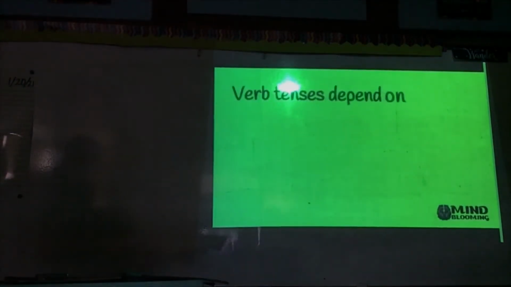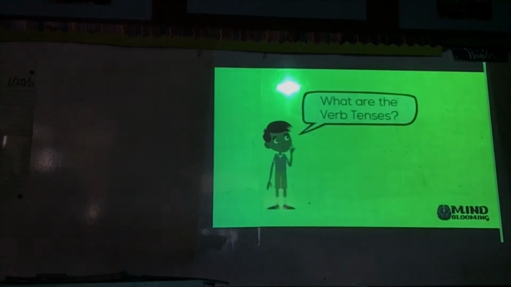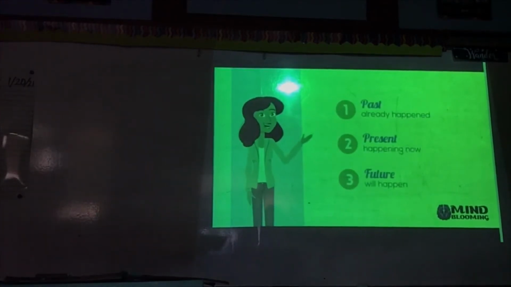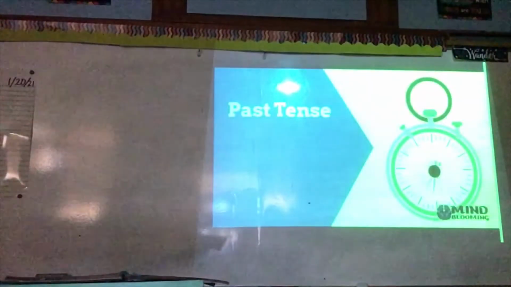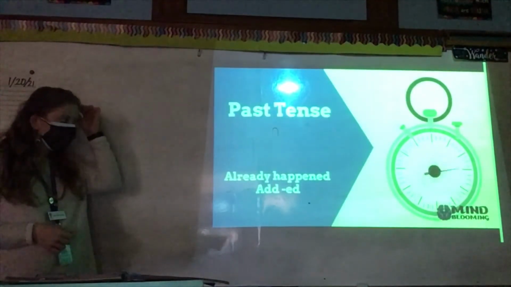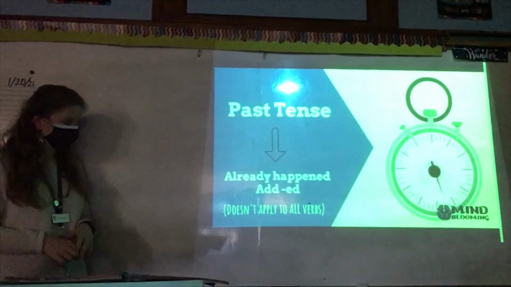Verb tenses depend on when the action takes place. So, what are the verb tenses? There are 3 verb tenses: past, present, and future tense. Past tense means it already happened. When I want to write a verb in the past tense, I add ed. But not all verbs follow that rule.